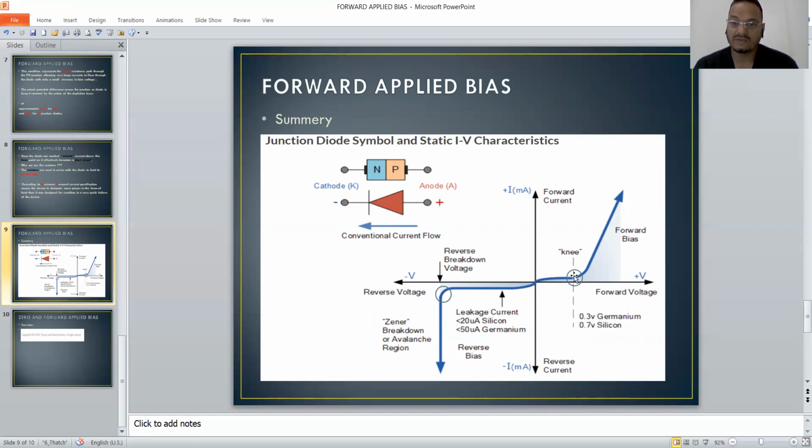Here, the diode will represent a very small resistance. After that, we will be dealing with a sudden increase in current. Here it will be like a short circuit. Here, the potential barrier is 0.3 for germanium and 0.7 for silicon, and on both sides we will calculate the current using microampere units.